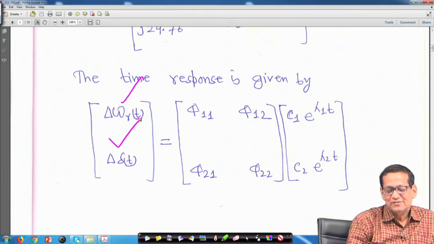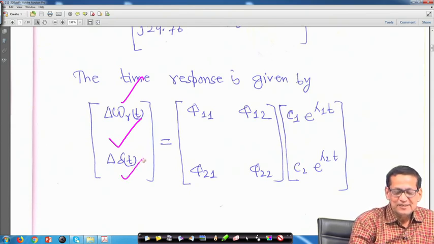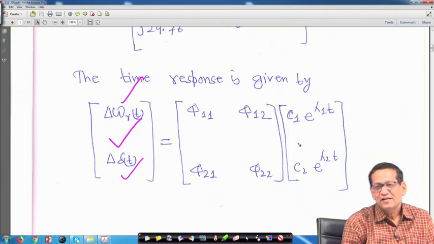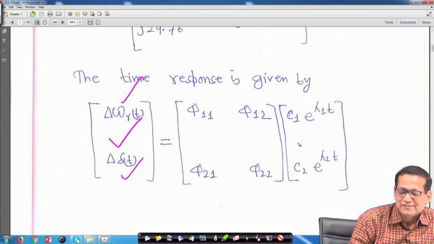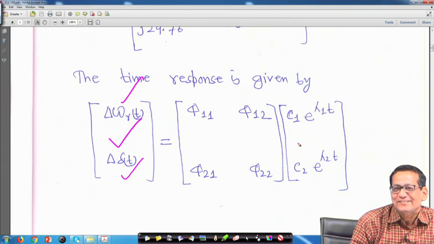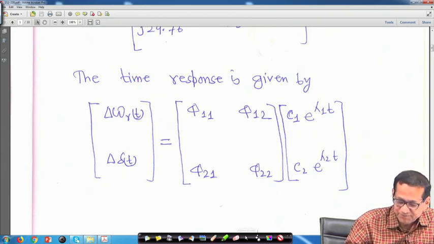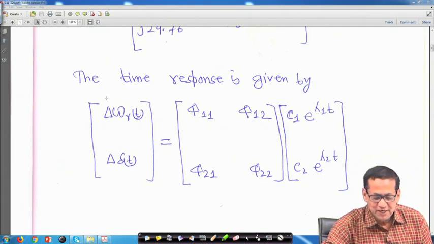Similarly, for I equal to 2, the second variable, that is delta delta t, phi 2 1 C 1 e to the power lambda 1 t plus phi 2 2 C 2 e to the power lambda 2 t, right. So, this is that general expression. Slowly, your understanding will become clear, right.